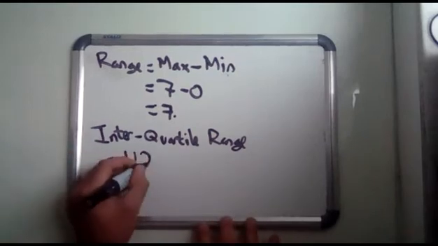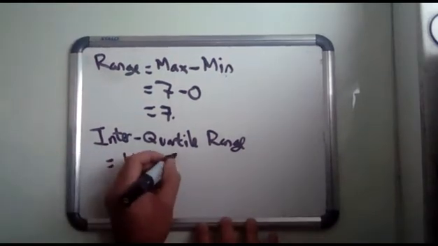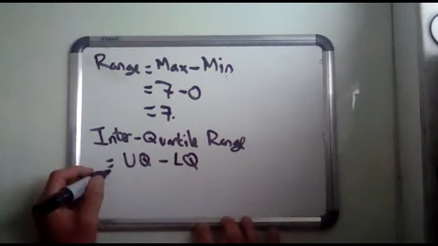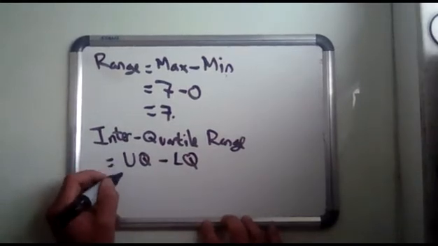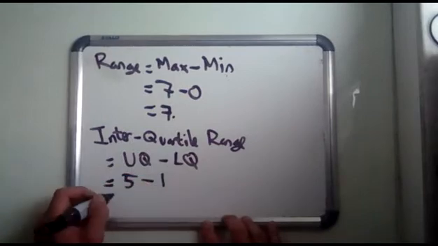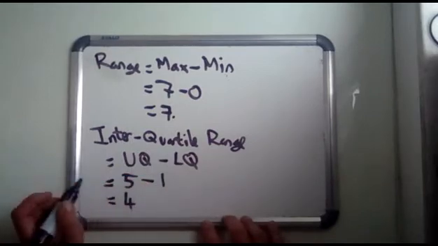So it's the upper quartile, which we've already calculated, minus the lower quartile. It's the range of the quartiles. So the upper quartile was 5. The lower quartile was 1. 5 minus 1 equals 4.